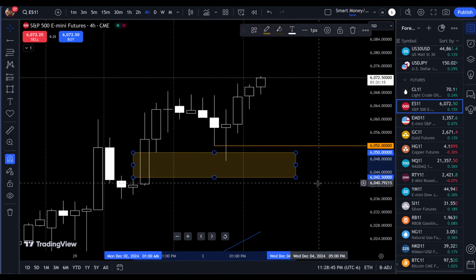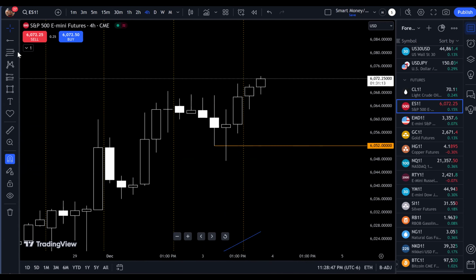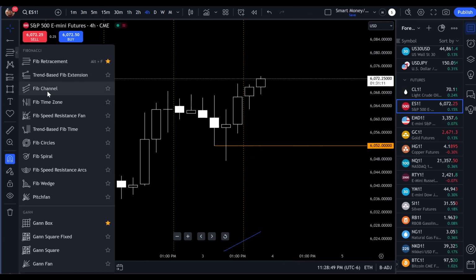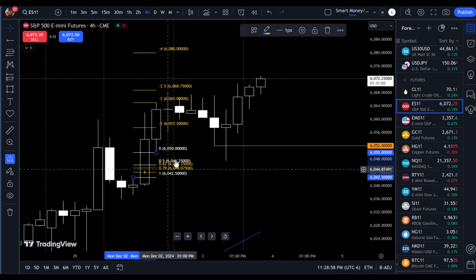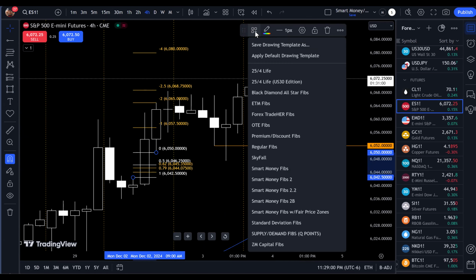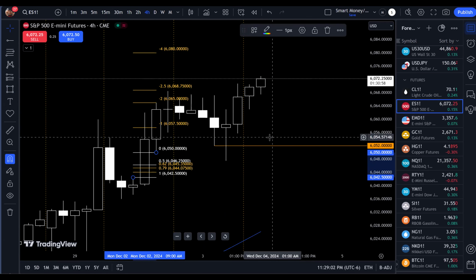All right. And a lot of times I mark it like this with my fibs. I have my premium and discount fibs that I use. I got all these fib settings over here. Let's see, where's my fib retracement? Boom, boom. This fib here. This fib here is special. One day y'all are gonna learn about that one. But for now, premium discount.